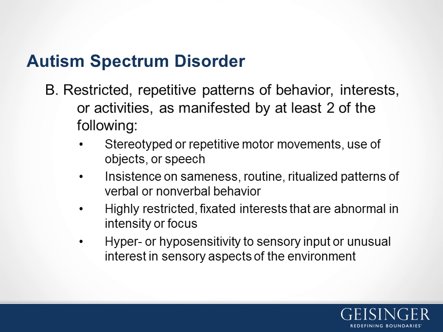The second area of symptoms in autism has to do with restricted and repetitive patterns of behavior, interests, or activities. So you have to have at least two of the following areas of symptoms. Stereotyped or repetitive motor movements, those are things like hand flapping, or the stereotyped use of objects or speech. So repeating things over and over again, or repeating what other people say, lining toys up, etc. Insistence on sameness and routine, highly restricted interest.